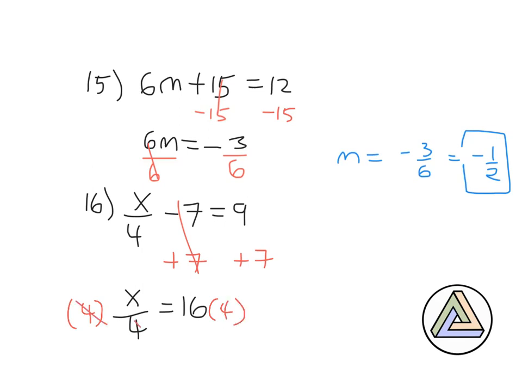Alright, that would cancel. And then we end up with x equals 16 times 4. And that is 64. I know that just kind of on my own. But let's take a look.